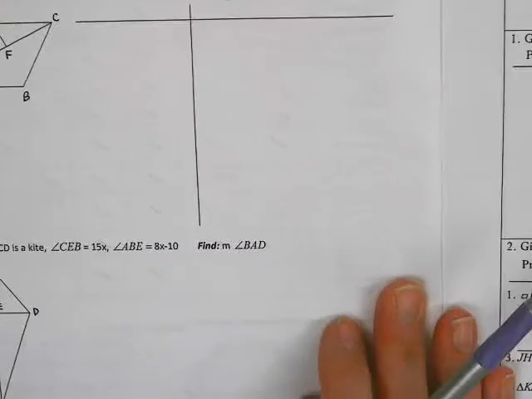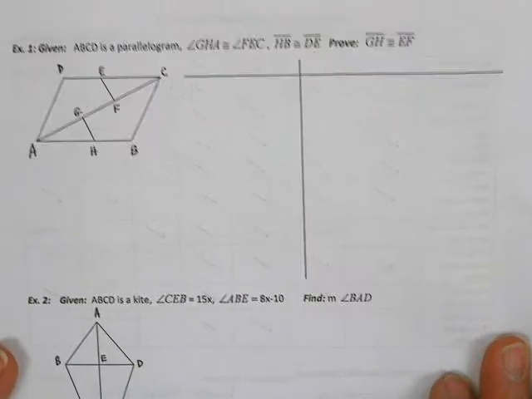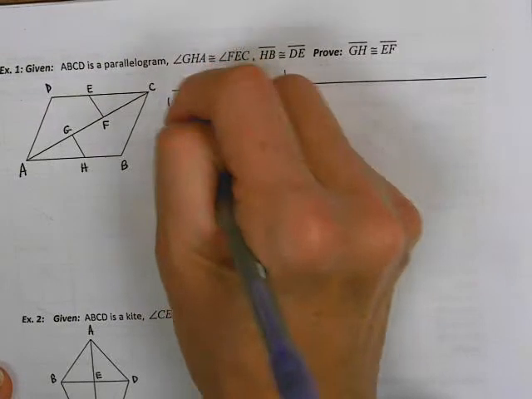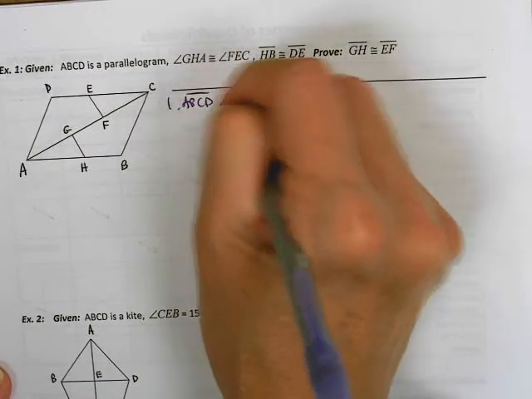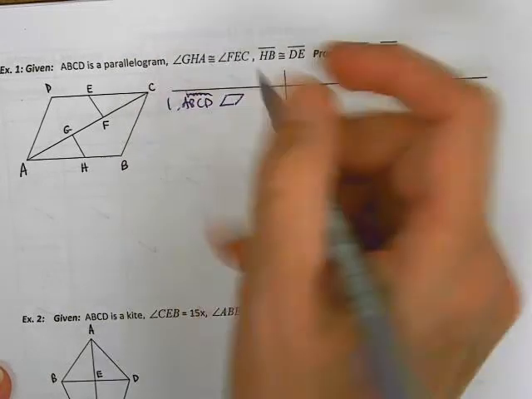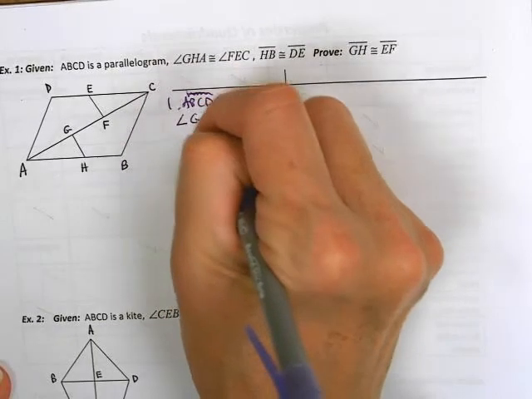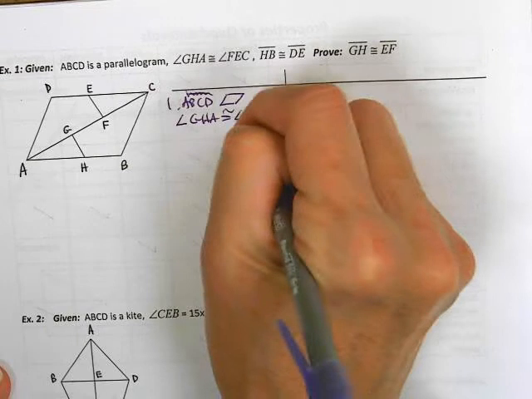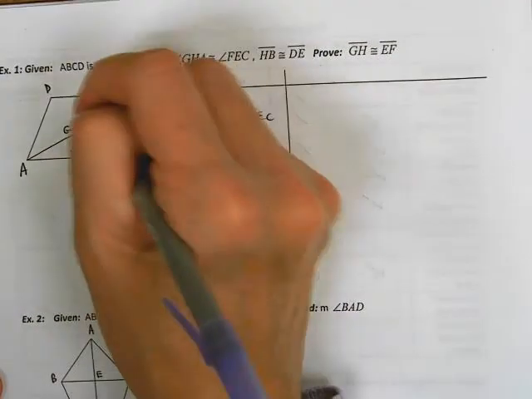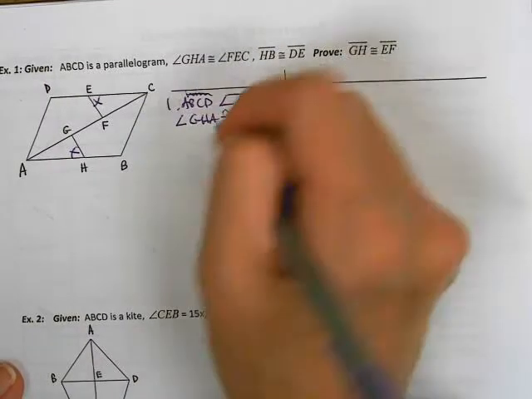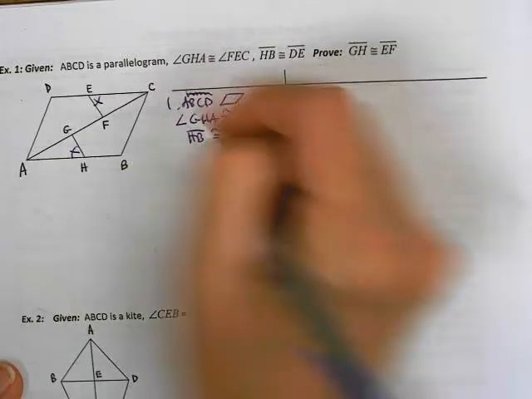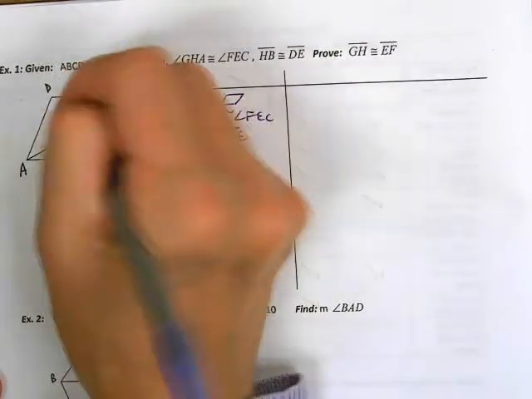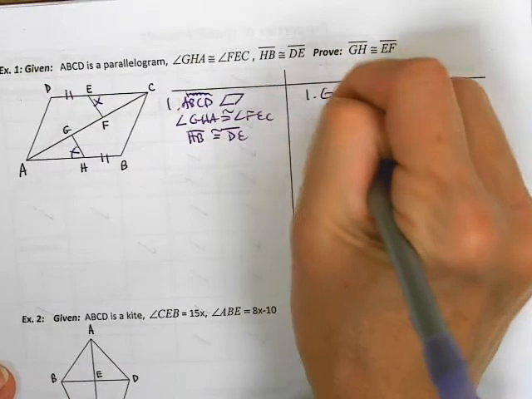One is a proof and one is a solve. I know this is a little bit longer. We have ABCD is a parallelogram. Angle GHA is congruent to angle FEC. And HB is congruent to DE. That's all given.